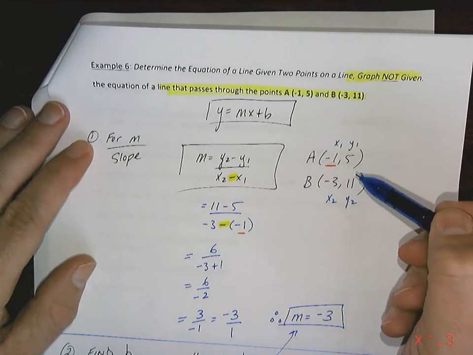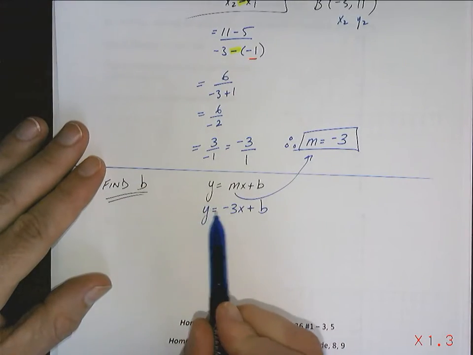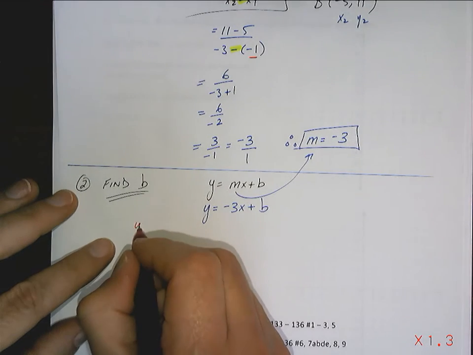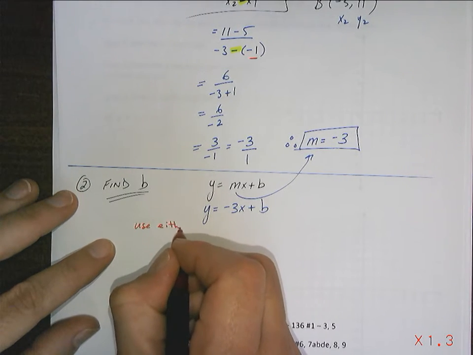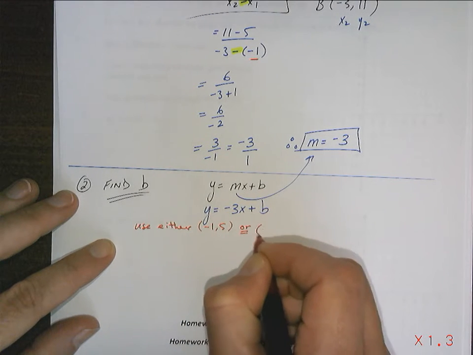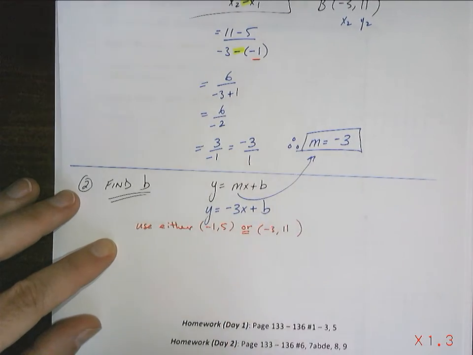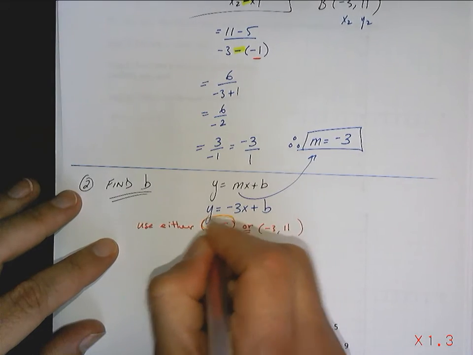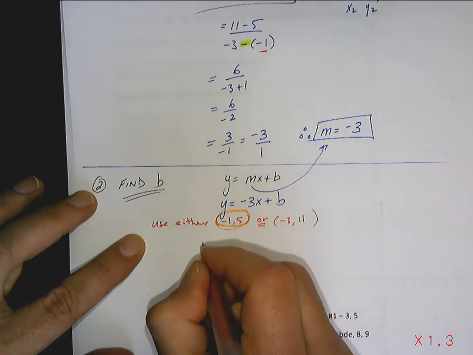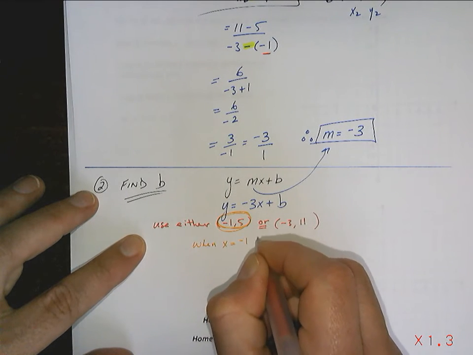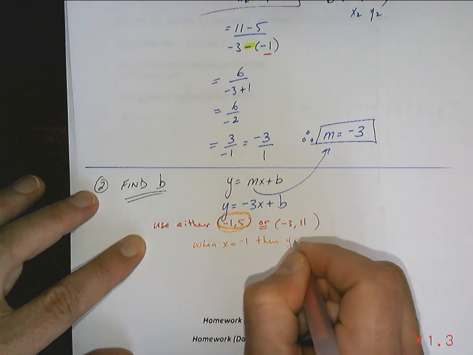So what we do is we take one of these two points, it doesn't matter which one, and we're going to plug it in for x and y. So use either negative 1, 5 or negative 3, 11. I'm going to use negative 1, 5 because it came first. What this means is when x equals negative 1, then y equals 5.